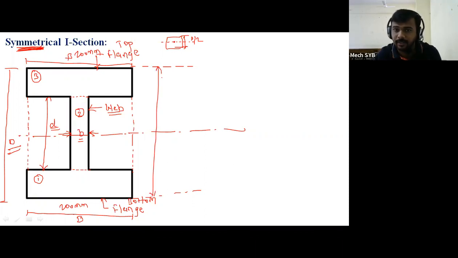This is this and this. This is the neutral axis, बरोबर? This is the neutral axis, and this neutral axis is represented here, which means this is the CG point of the section. बरोबर? The CG is concentrated at the center point. Why is it concentrated at the center of the section? Because this is the symmetrical I section.